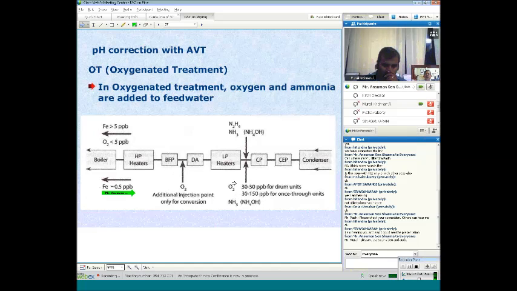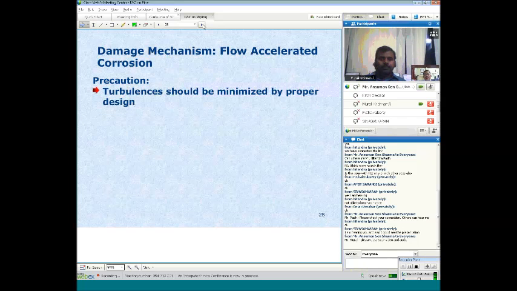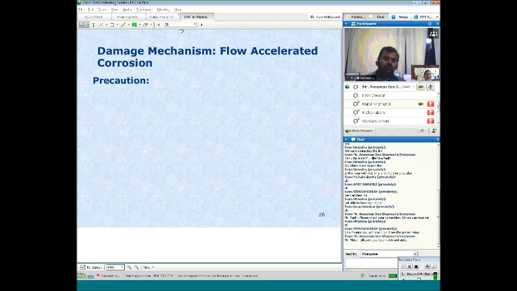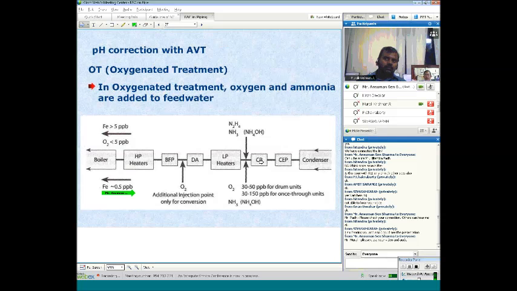than ammonia and oxygen. But again, for OT treatment, the requirement is pretty stringent. The feed water conductivity has to be less than 0.15 microsiemens per centimeter. So that is a pretty stringent requirement. If you can manage that, then only you can go into the oxygenated treatment.